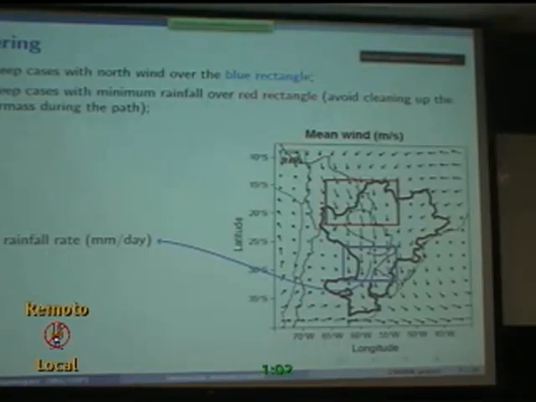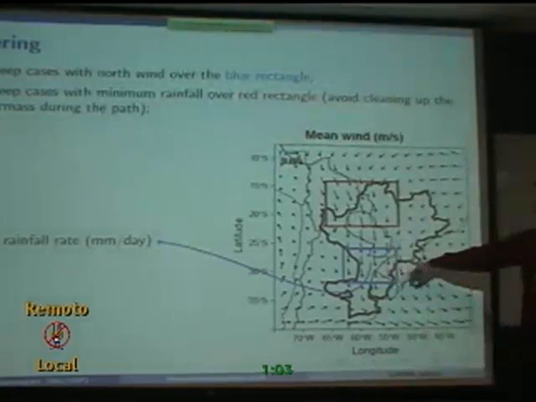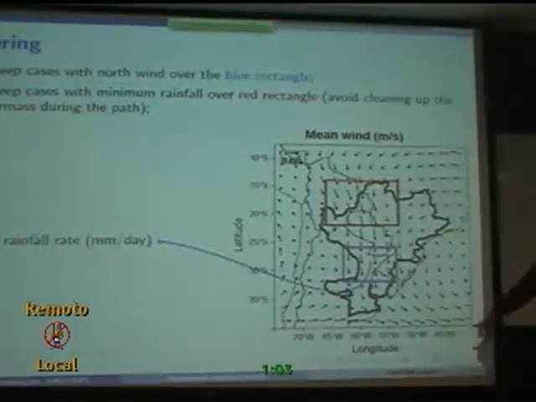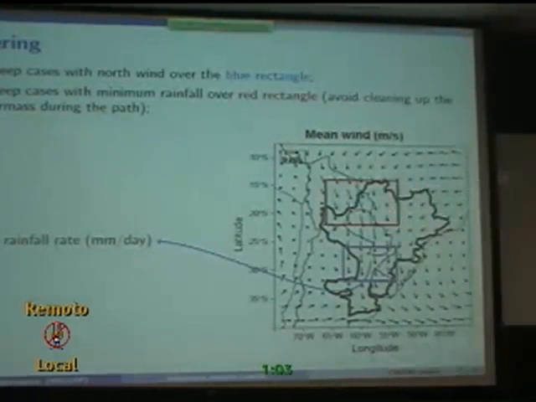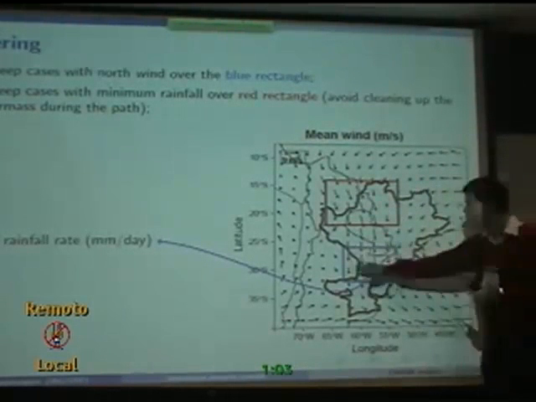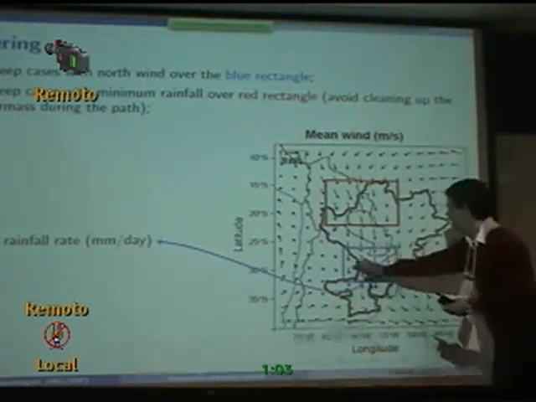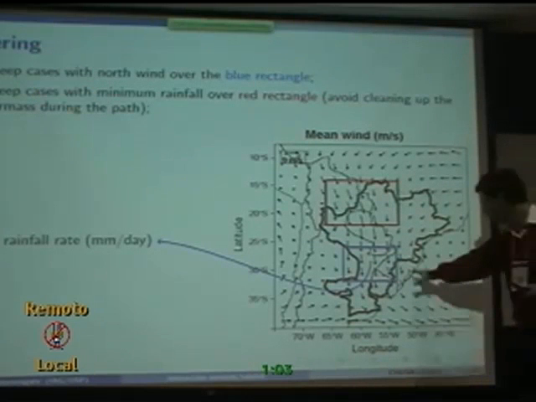I filtered the data, keeping cases with north wind over the blue rectangle, this region where I showed you that there are several systems in the dry season. So I keep cases with minimum rainfall over the red rectangle, that is the path of aerosol. So I want to avoid cleaning up the air mass during the path. Here's the biomass burning region. So I calculated the average rainfall rates over the blue rectangle. To do this, I calculate daily rainfall for each grid point inside this rectangle, and I sum these points and divide by the number of points.